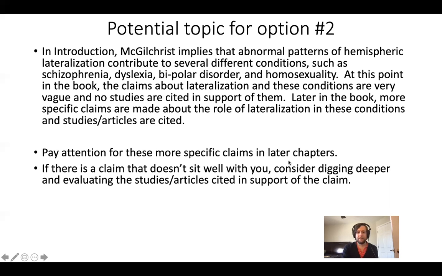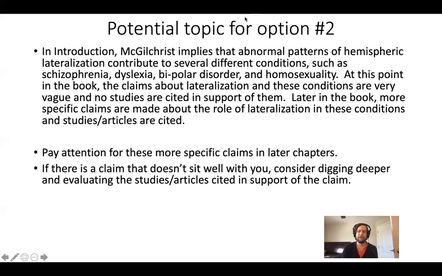And if there's a claim that doesn't sit well with you, that's a potential option number 2 right there. So that's all I have for this. I'm definitely happy to talk through any ideas you have or answer any questions about this. I hope it's helpful. Let me know if you want to chat.